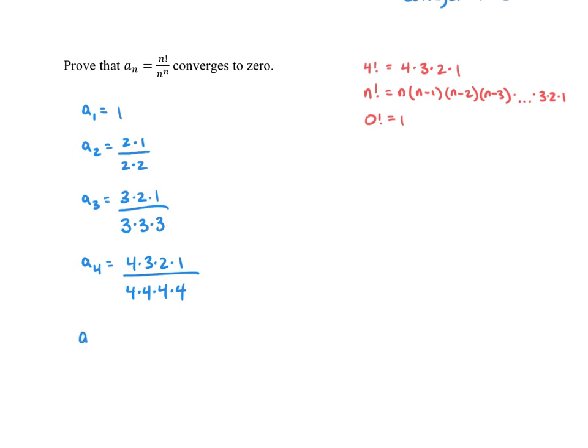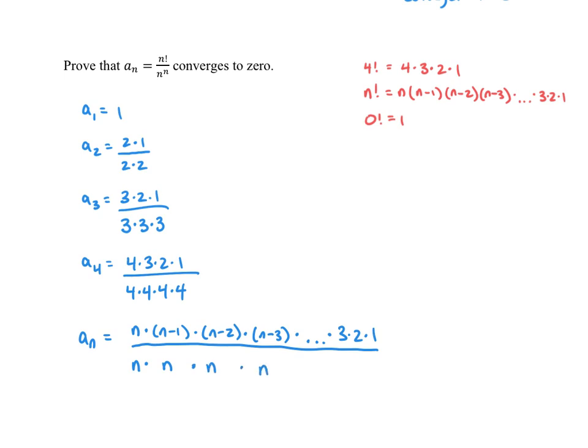So this is going to be a sub n, and that gives you n factorial, which is n times n minus 1 times n minus 2 times n minus 3, and so on, until we get down to 3 times 2 times 1. In the denominator, we have n to the power of n. So that's going to be n times n. I'm going to try to write out the same number here. I'll space them out so they're sort of lined up. Times n, and so on, times n, times n, times n.